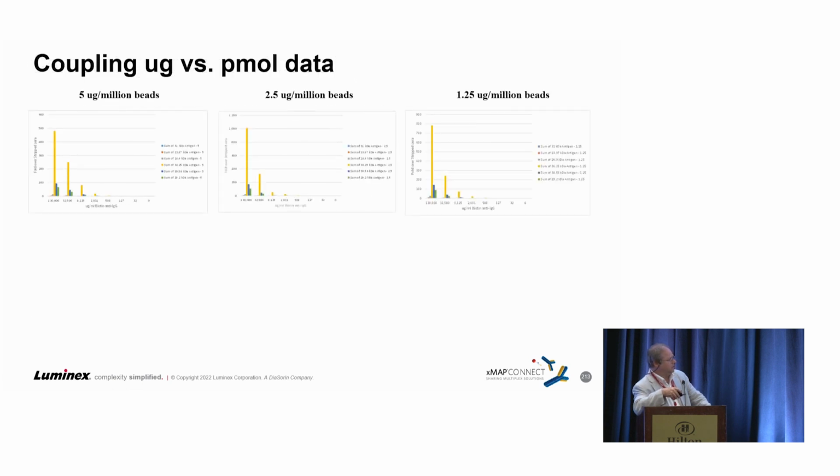Generally, when you start doing these kinds of couplings, we recommend that you test whatever proteins you're coupling at a couple of different levels and figure out which one works best for your chemistry and for your assay. So we had a 5 microgram, 2.5, and 1.25 microgram per million beads.